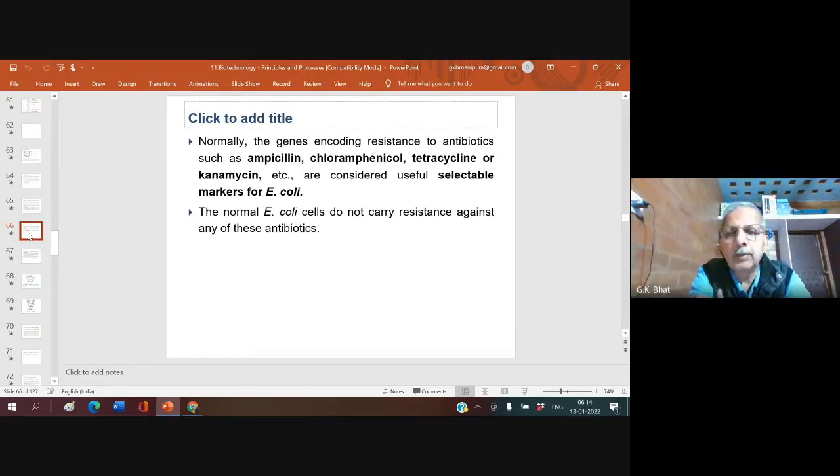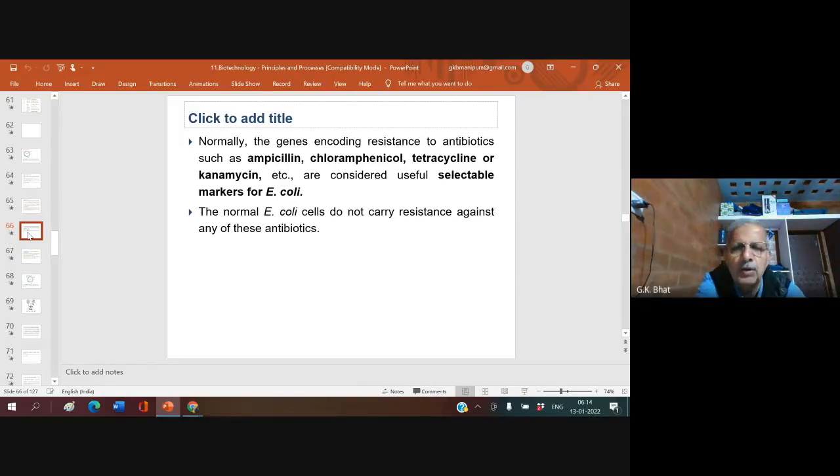So we use antibiotics to kill these bacteria. Normally the genes encoding resistance to antibiotics, that means ampicillin, chloramphenicol, tetracycline, clindamycin, etc., are considered useful selectable markers for E. coli. One thing that you remember, the normal E. coli cell does not carry any resistance against any of these antibiotics. It has no resistance gene at all.